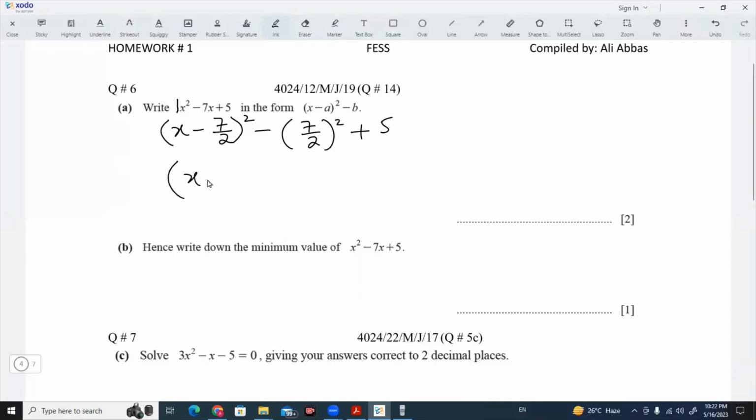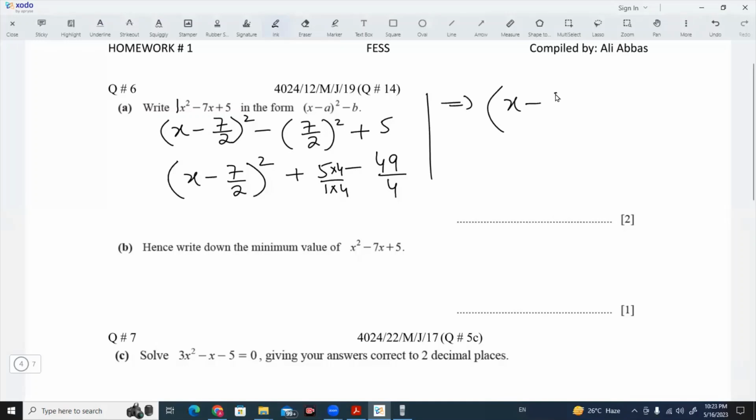So (x minus 7 over 2) whole squared. We can rearrange this: plus 5 and minus 7 squared is 49 over 4. We have to make the denominator the same. So in order to make the denominator the same, multiply and divide this term by 4. Once we have done that, it will result in (x minus 7 over 2) whole squared plus, with denominator 4, 20 minus 49 results in negative 29.